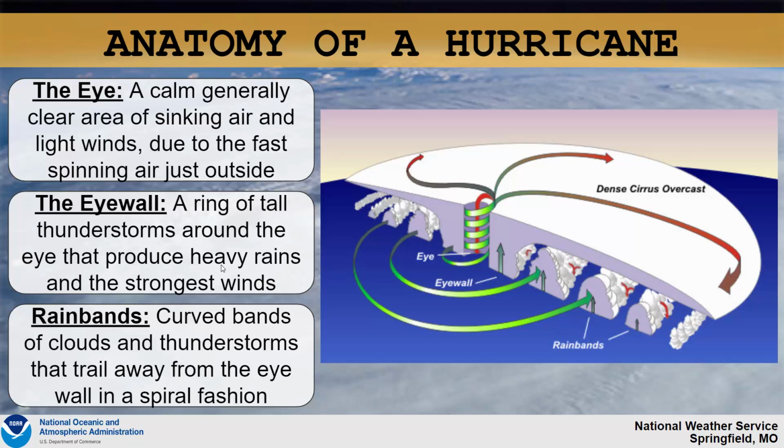The next major feature is the eye wall. This is the ring of tall thunderstorms around the eye that produce heavy rains and the strongest winds. Again, theory is that because of the fast spinning around the eye, there is an increased convergence and upward motion around the low pressure for vigorous thunderstorm development and strong winds. Then there's the rain bands, which swirl outward from the storm in a spiral fashion.